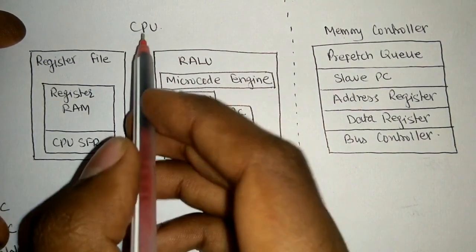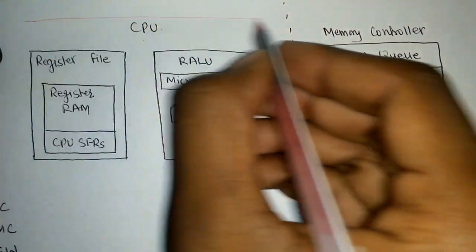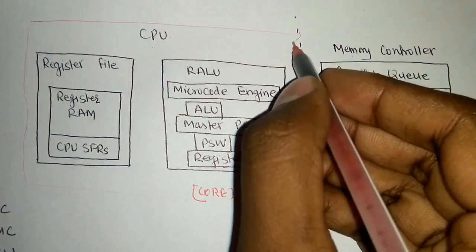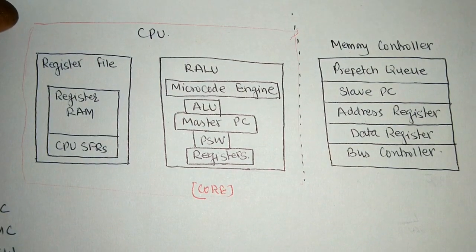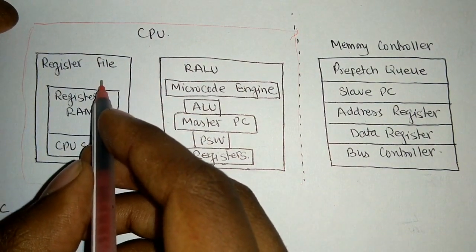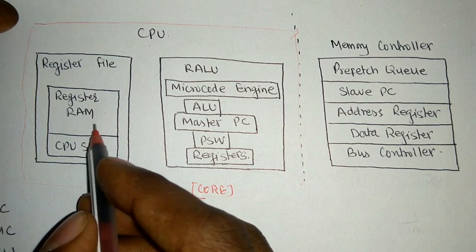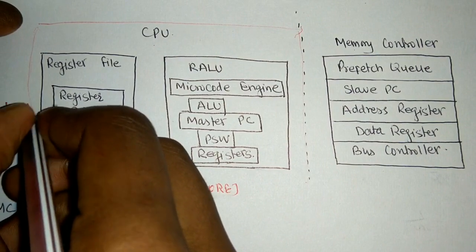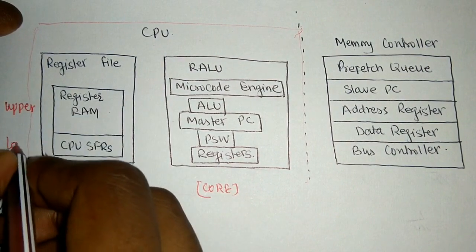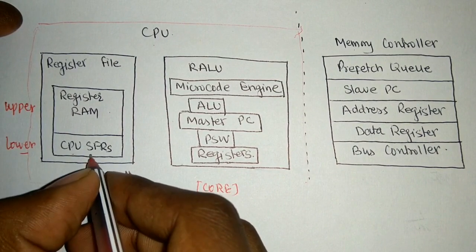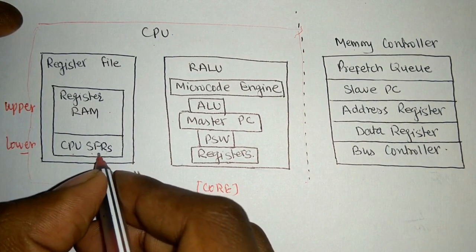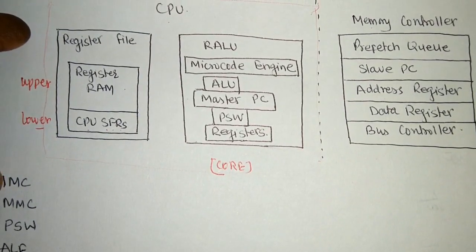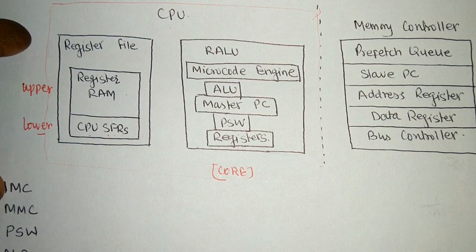We have a CPU, which is basically this whole part, and the CPU consists of several different units here. What units do we have? We have a register file under which we have register RAM. This is our upper file, wherein we have the register based RAM, and then we have a lower file wherein we have CPU SFR. SFR is special function register. Just like we discussed in our microprocessors, we have the special function registers here, maybe stack pointer and all those things, instruction registers and everything.